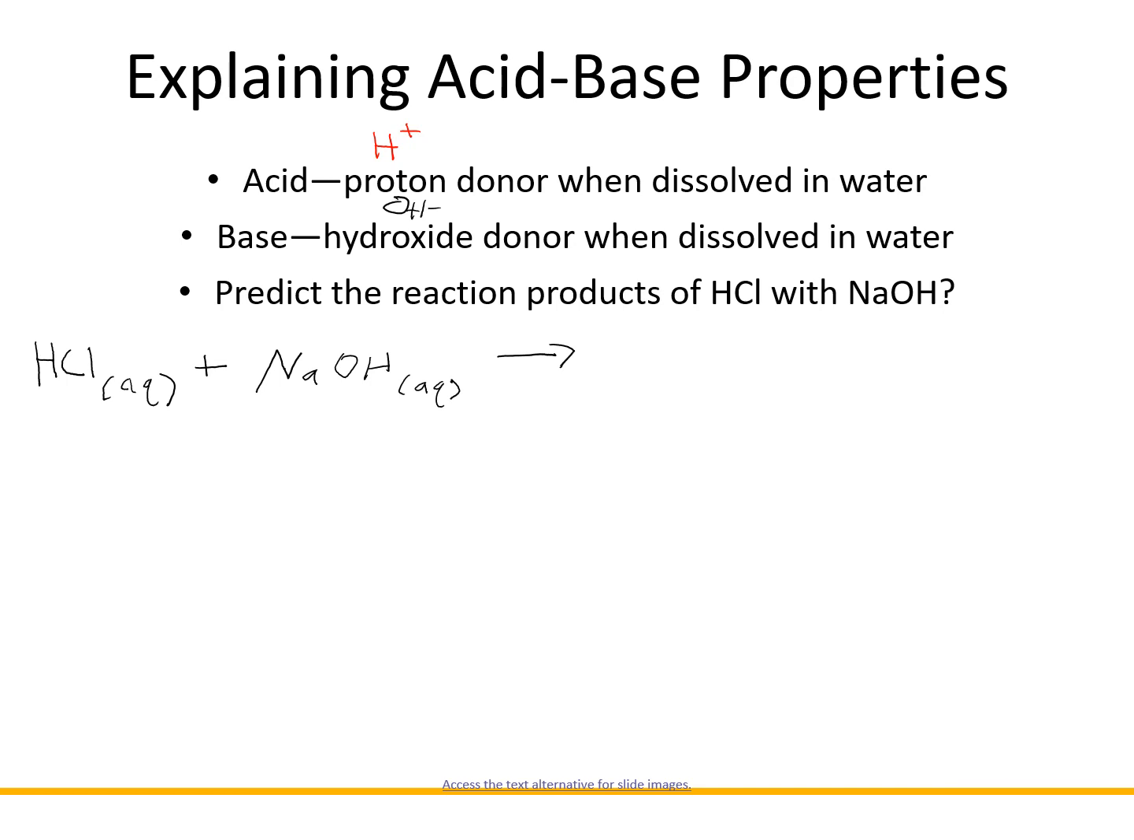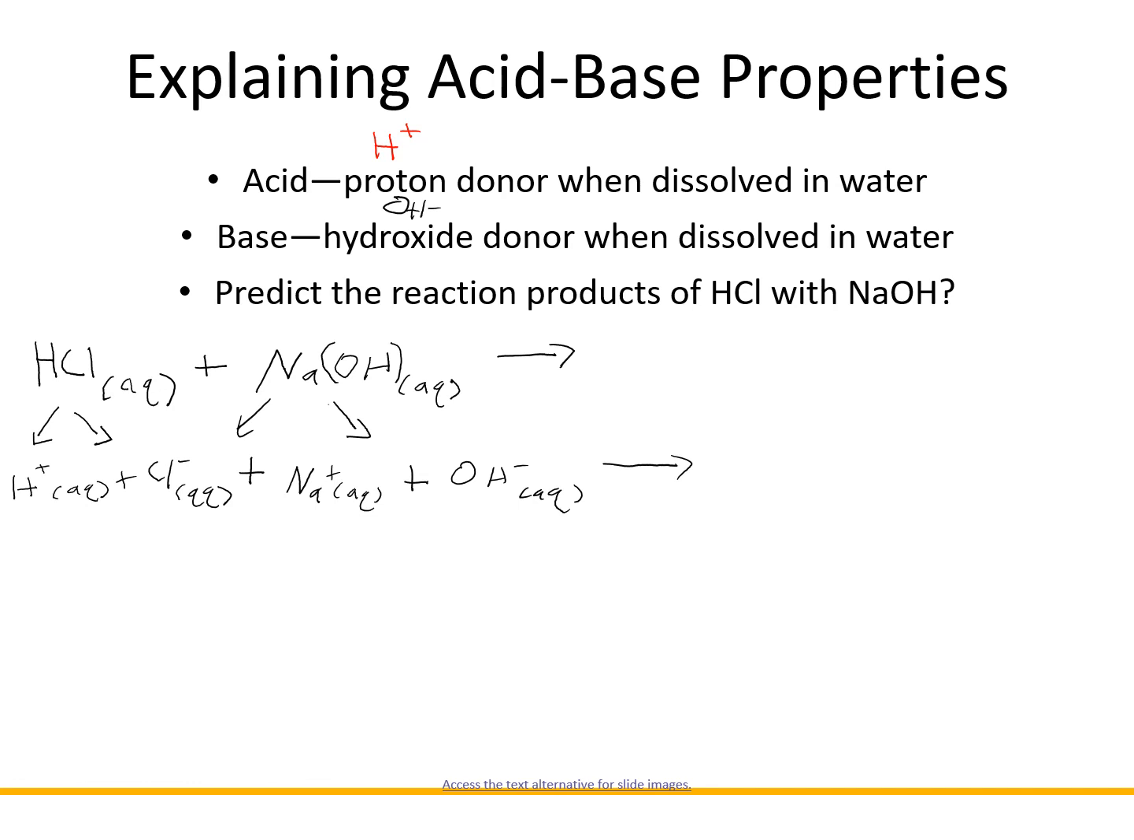Well, I just told you that acids donate protons when they dissolve into water, and bases donate hydroxides when they're dissolved into water. So these are going to dissociate. We can think of it that way. We can split these apart. Remember, hydroxide is a polyatomic ion, so we're not going to break the O and the H, we're just going to break the OH from the sodium. Let's write it out here. H+ proton ion, aqueous, plus chloride ion, also aqueous. That looks like two Q's, but that's an A. Plus sodium ion, aqueous, plus OH- ion, aqueous.